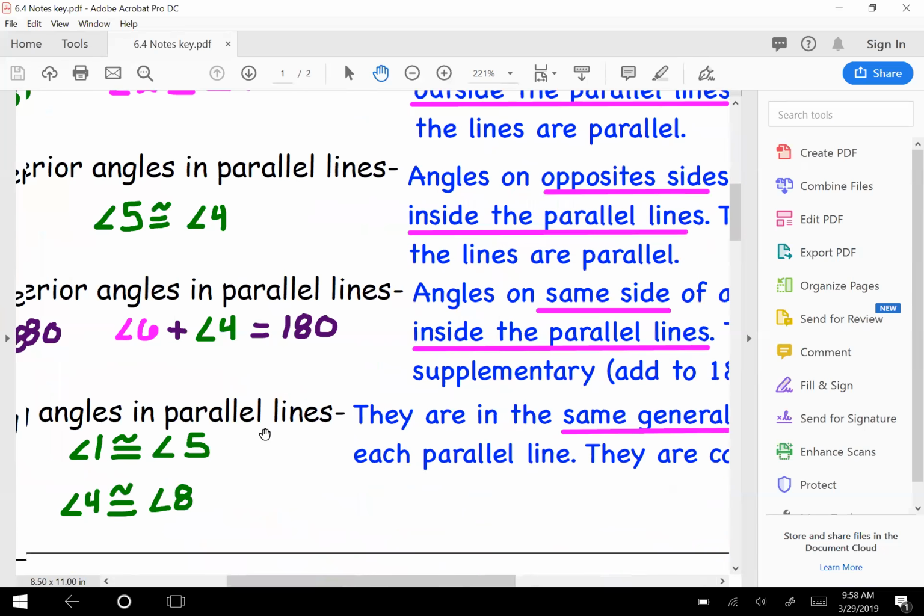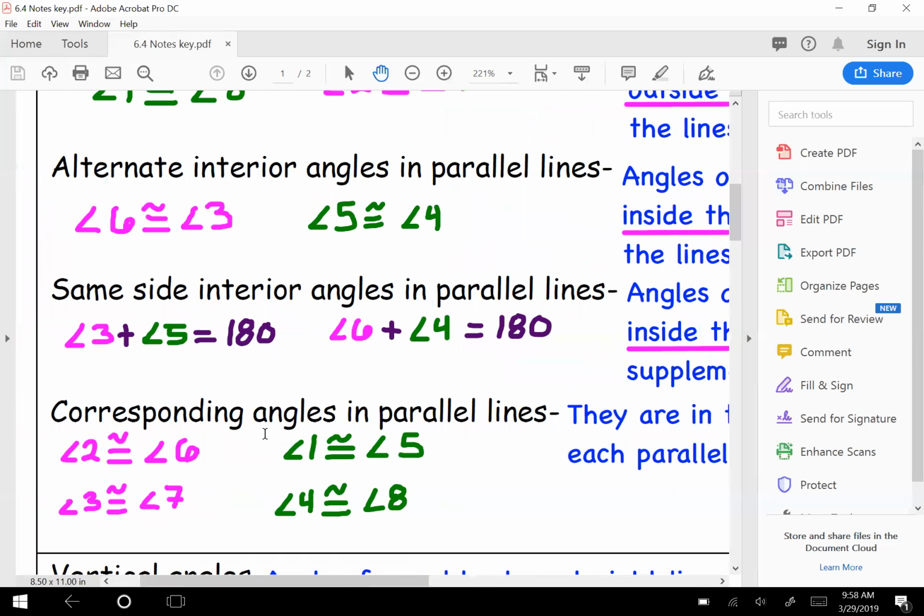So we write that down. Okay, angle 3 plus angle 5 equals 180. And angle 6 plus angle 4 equals 180. Because those are same side interior angles. And they are supplementary.